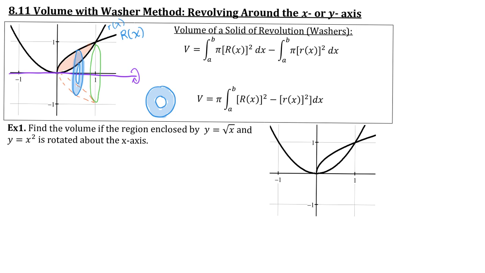Okay, let's try it for real now. Example 1 is actually the same picture we're looking at. It's the volume enclosed by y equals root x, this is root x, and y equals x squared. We're going to rotate it about the x-axis, so I'm taking just this enclosed region and rotating it about the x-axis.